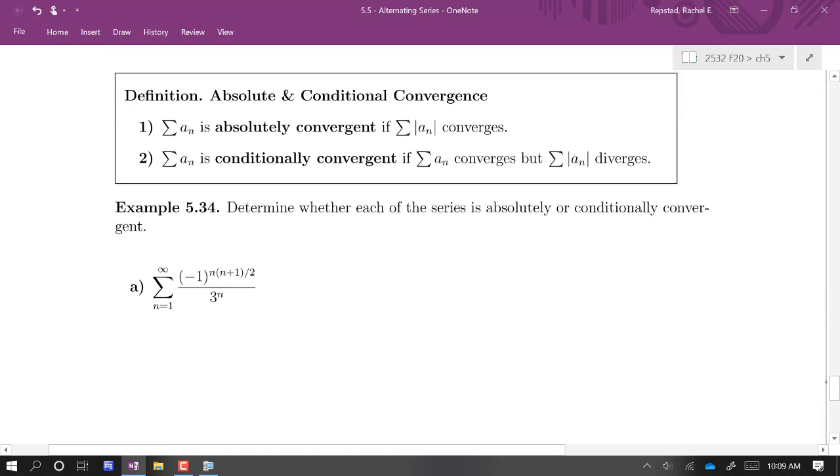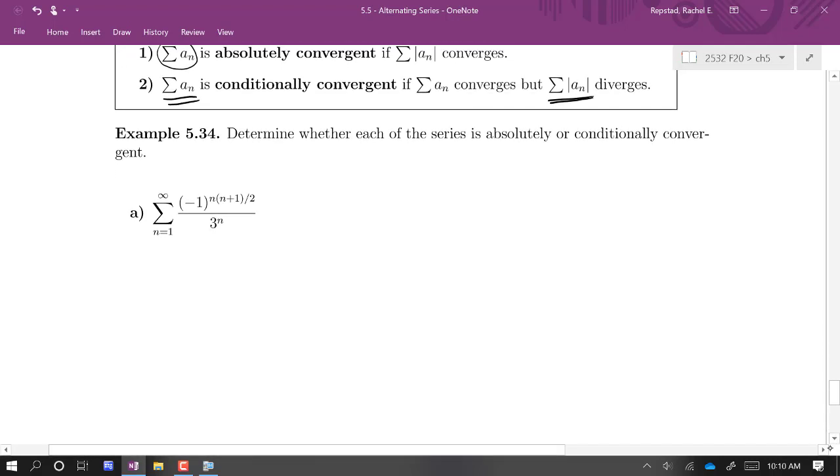Like, let's say I have a convergent series. If that series still converges if I just make all the terms positive, then we say that this series is absolutely convergent. If I have a series that converges, but the series with just the absolute values, with all the terms positive, diverges, then we say our original series converges conditionally, or is conditionally convergent. So we're going to end with a couple of examples where we examine absolute and conditional convergence.